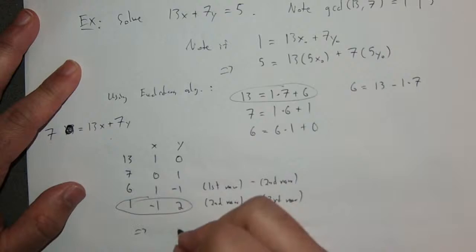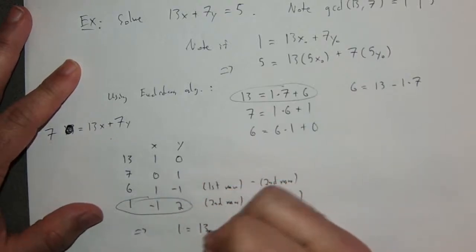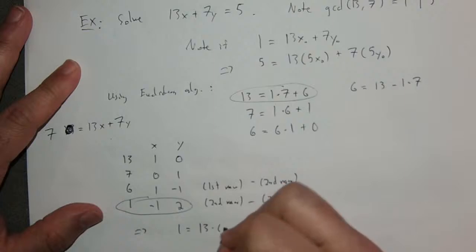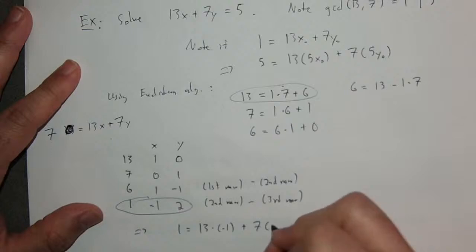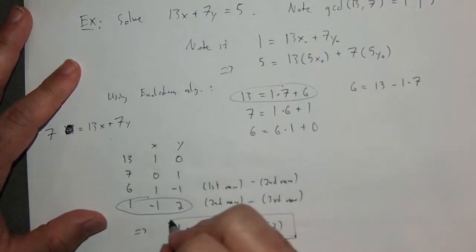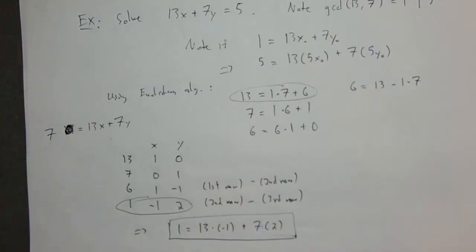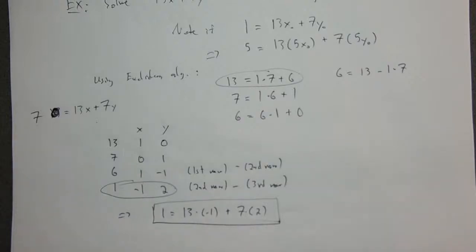So this implies that 1 is equal to 13 times minus 1 plus 7 times 2, right? This is me writing 1 as a linear combination of 13 and 7.